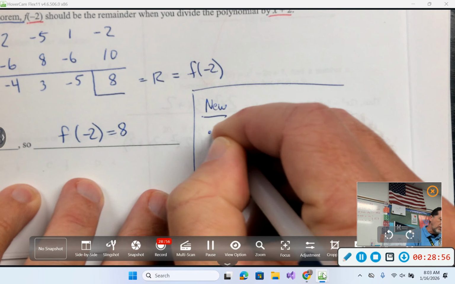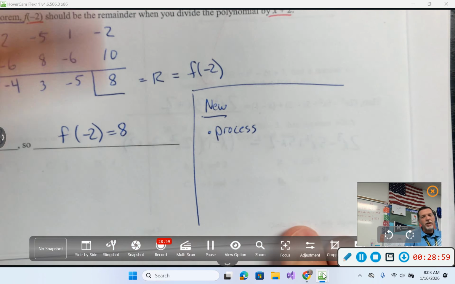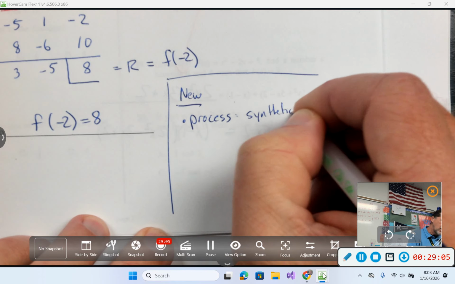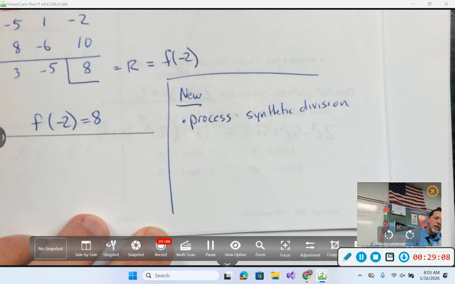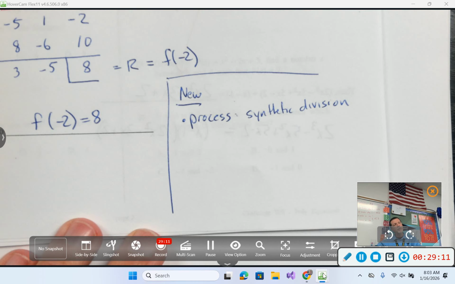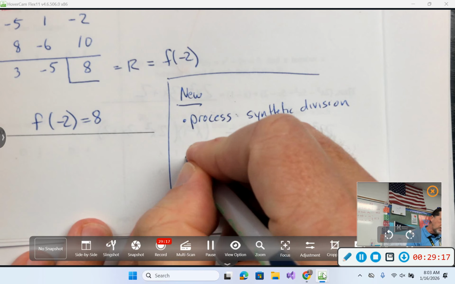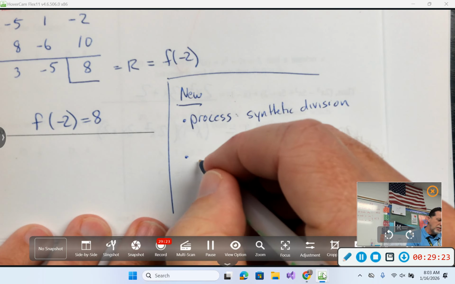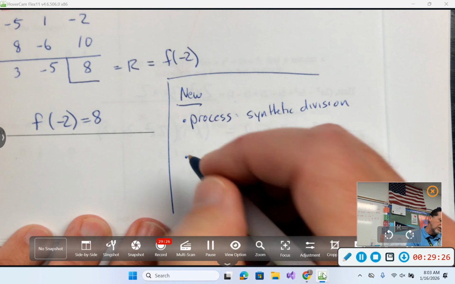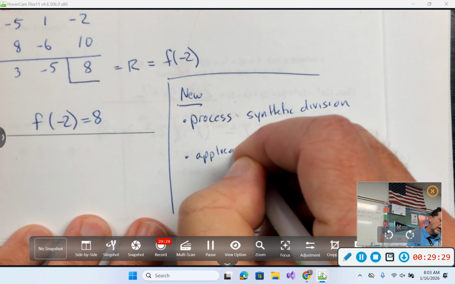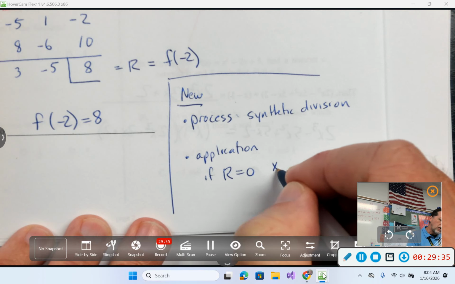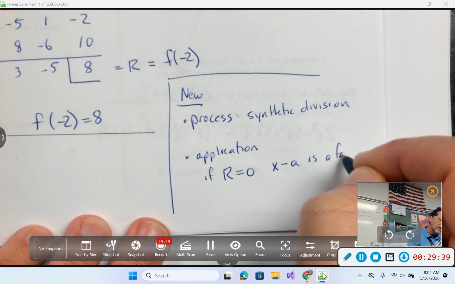Let me summarize the new stuff, because there are 3 new things going on here. There's a new process, that's synthetic division. That's the house. Bring down the first one, multiply, add, multiply, add, multiply, add. That's not too bad. But then there's also new, like, what do I do with my answers? Theorems, theory, results, trying to figure out what to call this. Application, maybe. Like, how do I use that? If r equals 0, then x minus a is a factor.